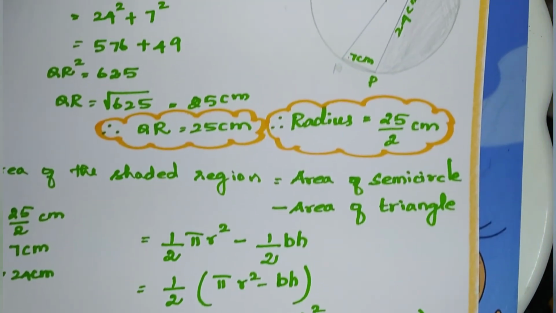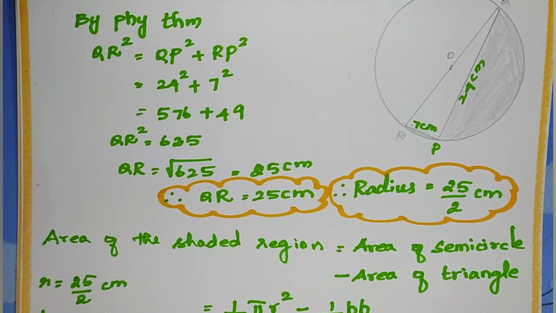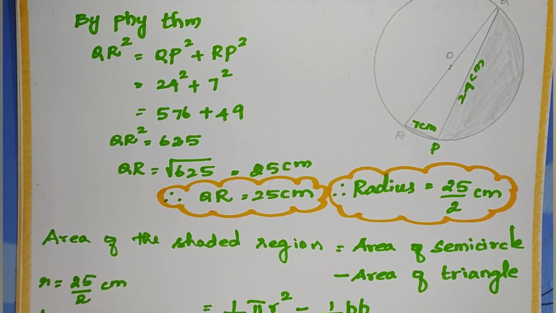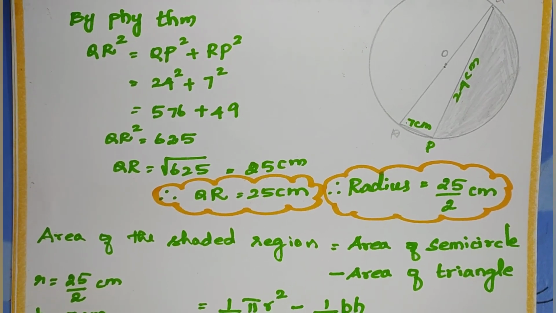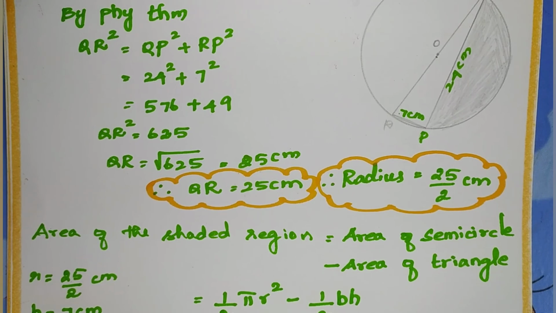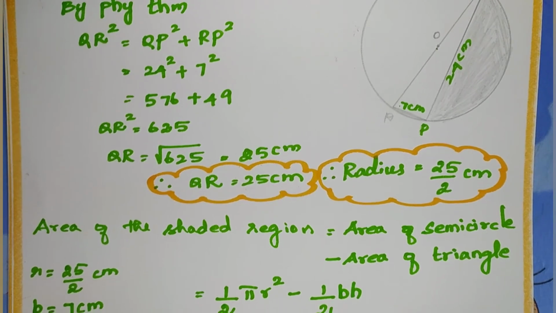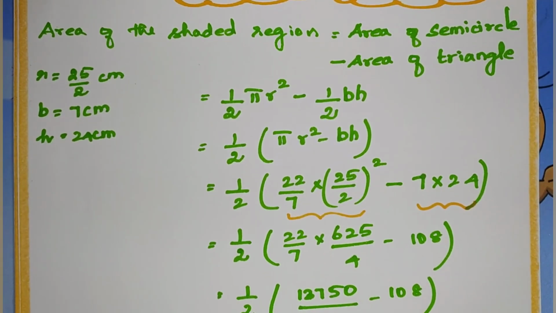So that is the area of the shaded region. Here see the question carefully and understand, and then see how you can find the shaded region. Clear, children? Thank you.